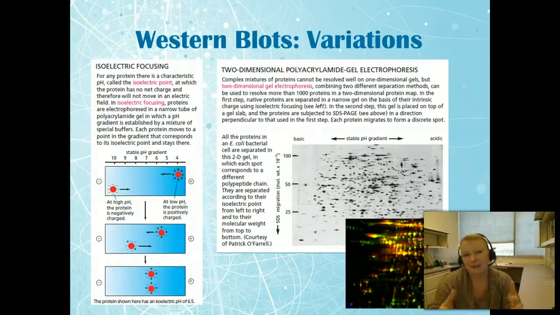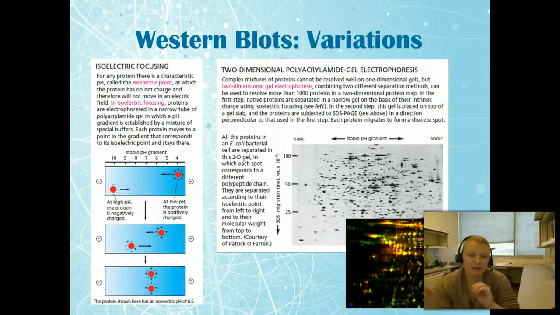Now, one of the best parts about these 2D gels is that I can load one set of samples from a control animal or control cells, one set of samples from the treated cells, and if I've dyed one set green and one set red, I can overlap and I can look for where there's a difference or where there's similarities depending on what I'm looking for. And that's what you can see in this picture on the bottom of the slide.